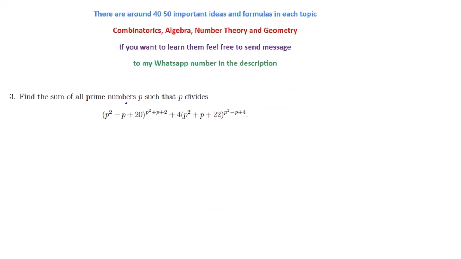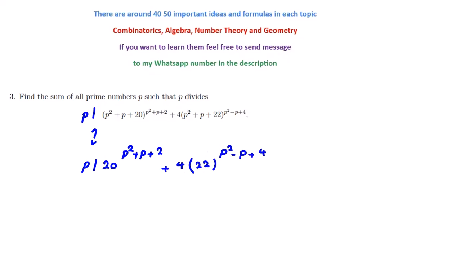Okay, it says find the sum of all prime numbers p such that p divides this. Because we know p divides these parts, it is equivalent that p divides 20 to the power of p squared plus p plus 2, plus 4 times 22 to the power of p squared minus p plus 4.